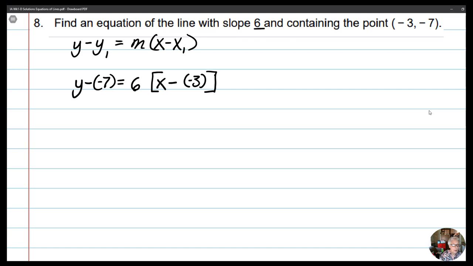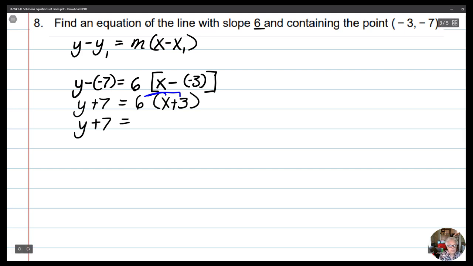Okay, over here, y minus negative 7 is y plus 7, equals. Now, I'm going to clean this up before I distribute the 6. This is x plus 3. Negative negative is a plus. Now I will distribute the 6. Boom, boom. Sound effects always help. y plus 7 equals 6x plus 18.